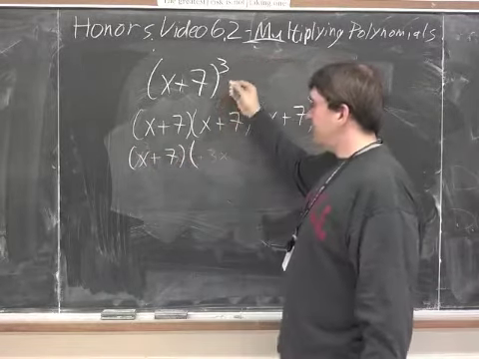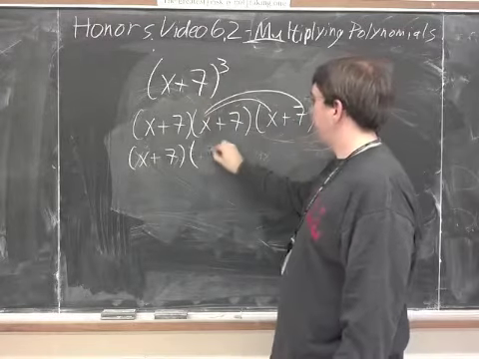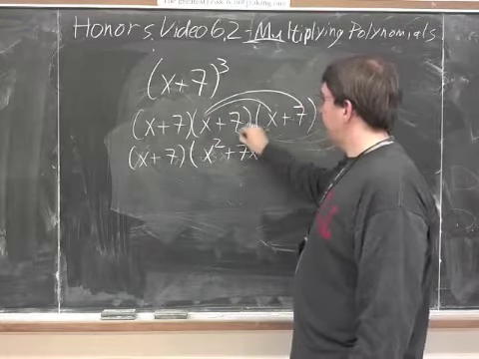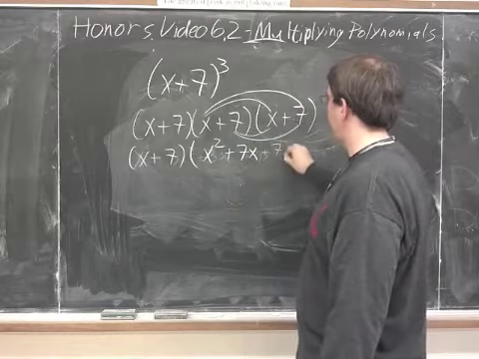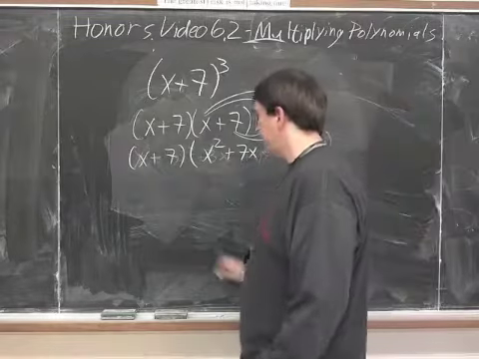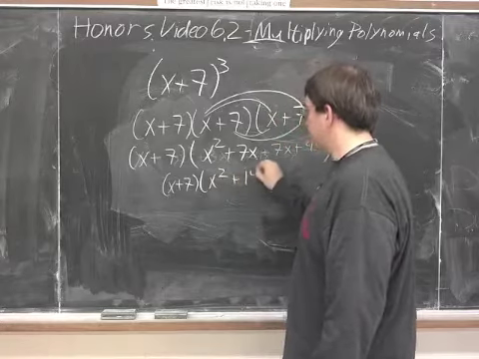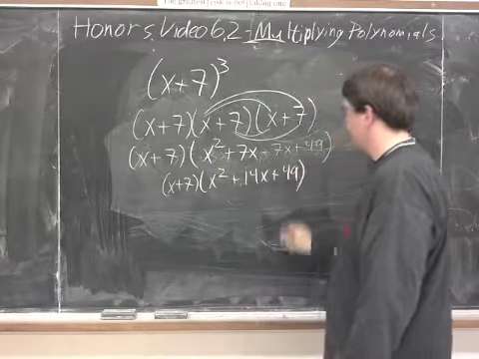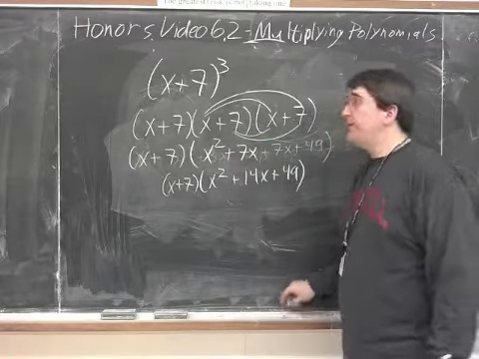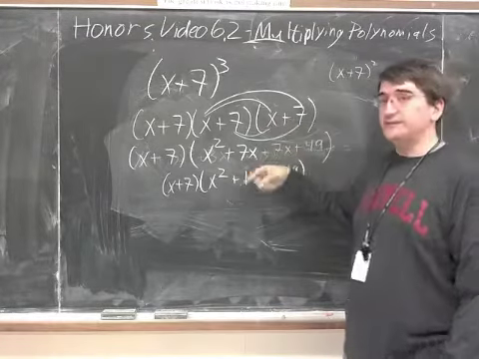But now I'll do my double distribution. Distributing the x to the x and the x to the 7: x squared plus the 7x. And then the 7 to the x and the 7 to the 7, so that's plus 7x plus 49. Combine like terms there gives me x plus 7 times x squared plus 14x plus 49. So that's my x plus 7 times x plus 7, which incidentally is what that x plus 7 squared was. Since after all, if I'm multiplying it by itself twice, that's squaring it.